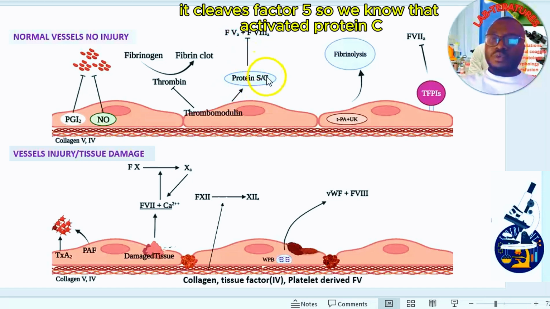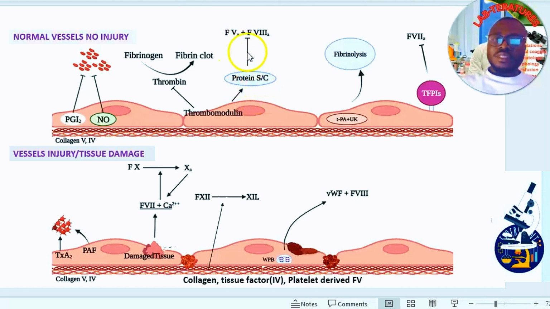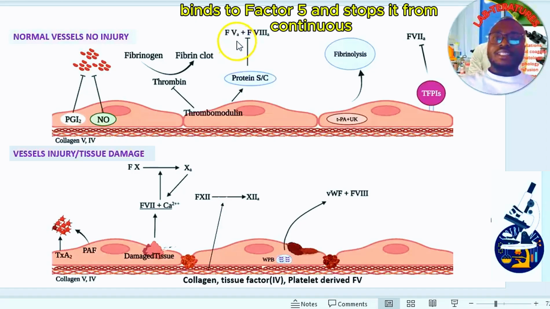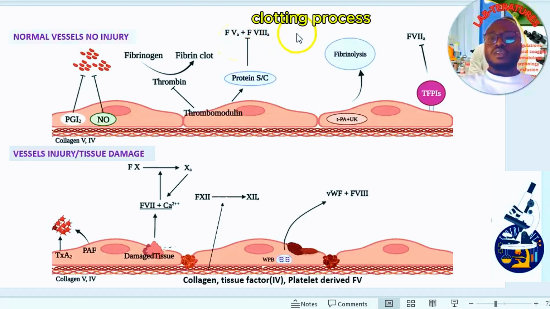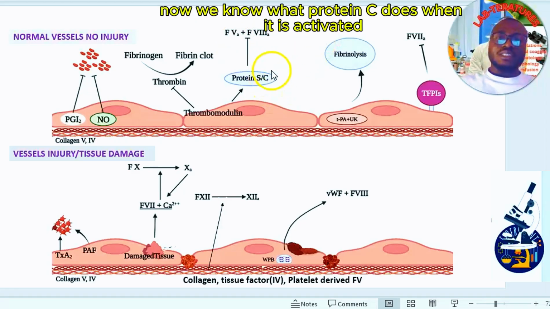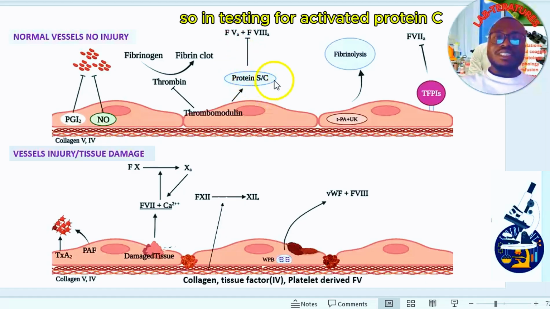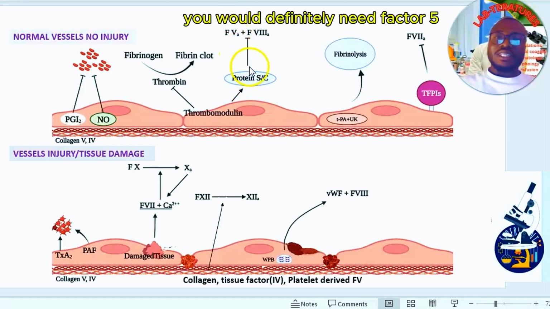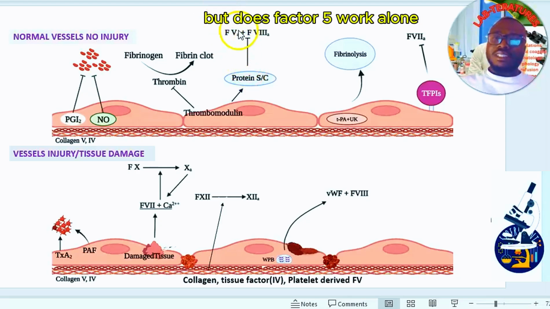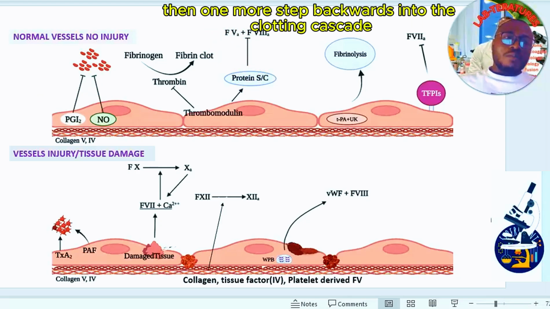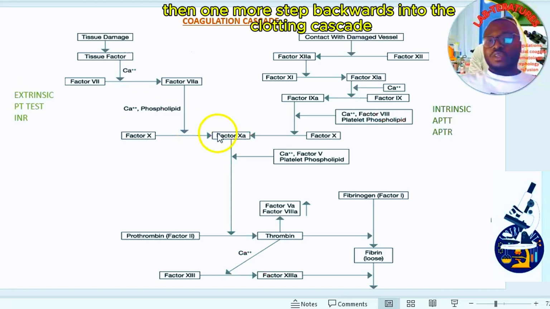So we know that activated protein C binds to factor V and stops it from continuous clotting process. Now we know what protein C does when it is activated. It has a direct link with factor V. So in testing for activated protein C, you will definitely need factor V. But does factor V work alone? Then one more step backwards into the clotting cascade.